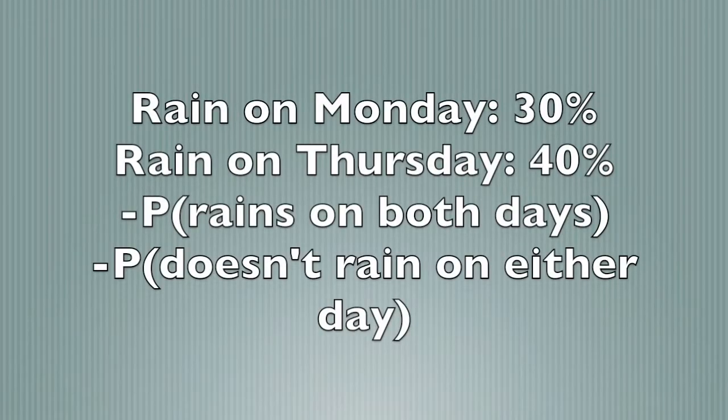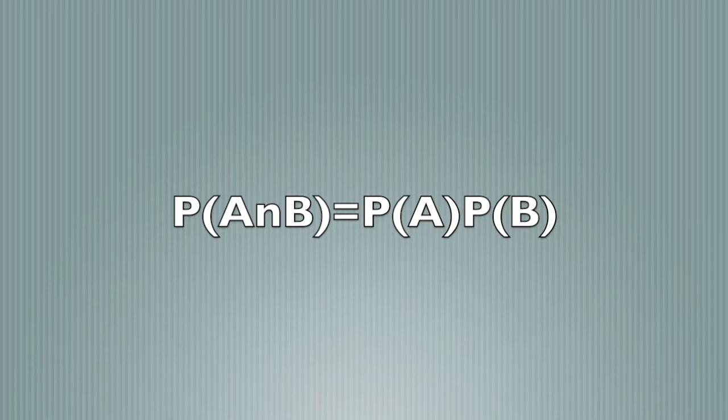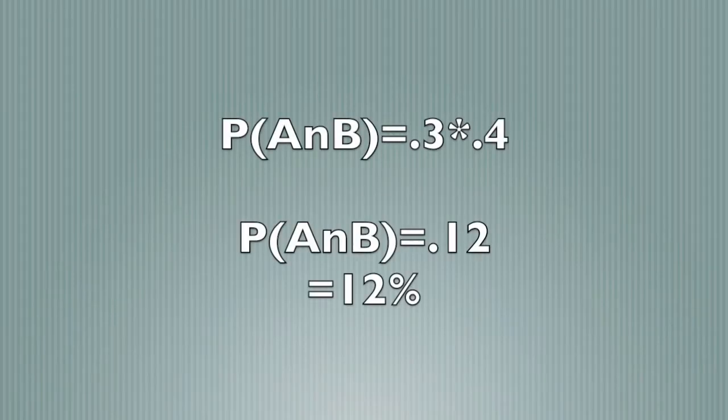Here's the information for the first problem. The probability of rain on Monday is 30% and on Thursday is 40%. Assuming these are independent, find the following probabilities: that it rains on both days and that it doesn't rain on either day. To find the probability that it rains on both days, we have to use the independent events formula. Input your values and we should get 0.12 or 12%. We use the independent formula because we were trying to find the probability that it rained on Monday and Thursday as seen in the equation.